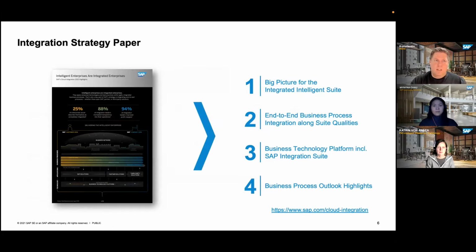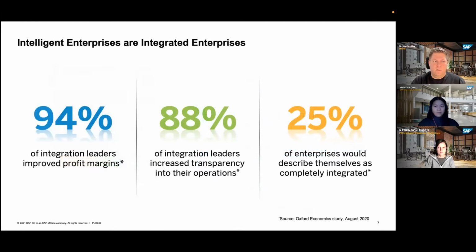So why is the integration strategy so important? Let's start with some numbers here. If you look at this Oxford Economics study that was done in August 2020, you can see that 94% of integration leaders improve profit margins. So you see integration is actually very important and plays a huge role here. And 88% of integration leaders increase transparency into their operations. So they're able to track, for example, certain items end to end, from the beginning to the end, and have very tightly integrated business processes.